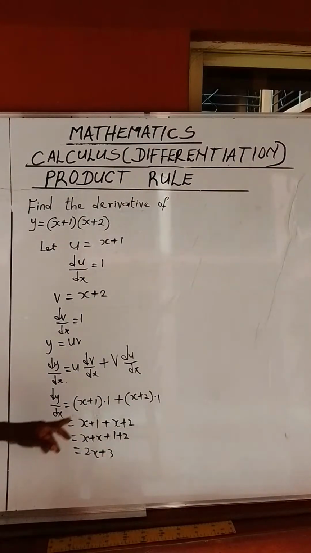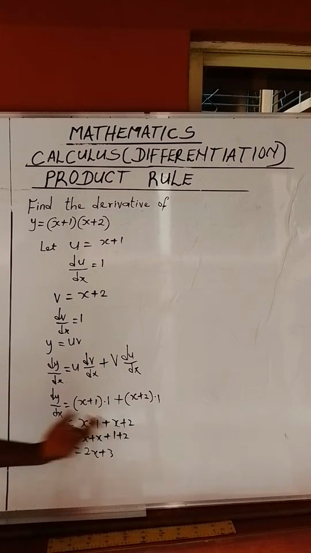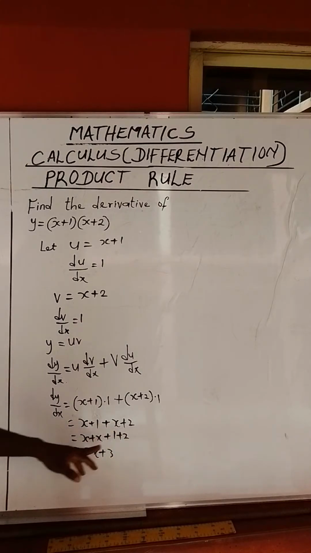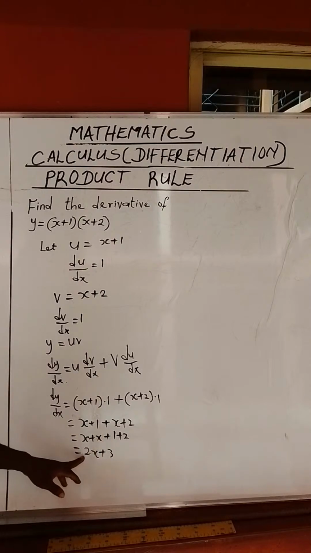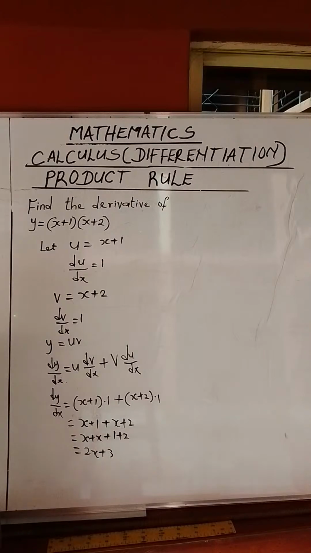When we multiply by 1 on each side, it's just the same. Okay, so 1 doesn't change anything. 1 times the bracket remains the bracket. Then we just have to add up. Adding up gives us x plus x, which is 2x, and 1 plus 2 equals 3. So 2x plus 3 is what we have today.